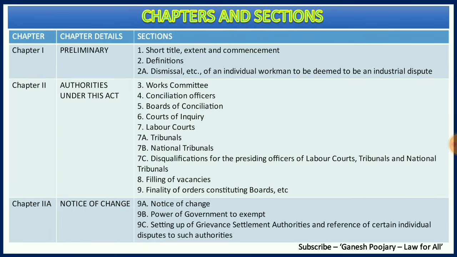And then comes chapter 2, which is about authorities under this act. Here we see works committee, conciliation officers, boards of conciliation, courts of enquiry, and then labor courts. After that, we have 3 amendment sections in the form of 7A, that is tribunals, 7B national tribunals, and 7C disqualifications for the presiding officers of labor courts, tribunals and national tribunals.